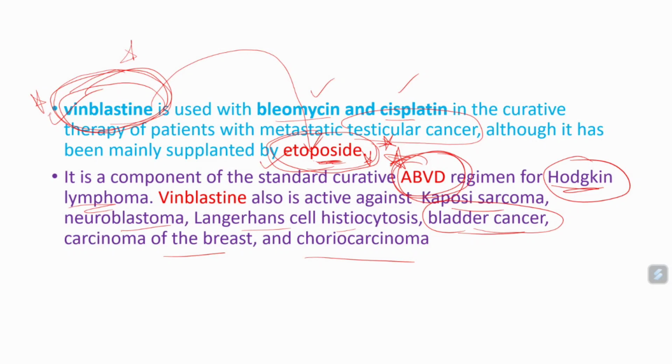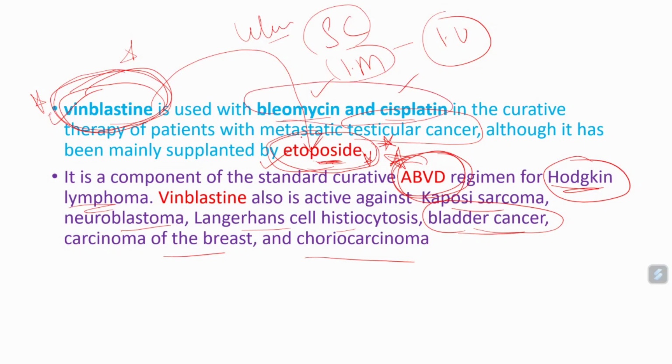Vinblastine is never used by the subcutaneous route. It is not given by the IM route. It is given only through the IV route. If it is given subcutaneously or IM, it will cause ulcers. These are important points you have to remember always. It is always given in combination with bleomycin or cisplatin, particularly for testis cancer. And vinblastine is another important component of the ABVD regimen. These are important points you should never forget.